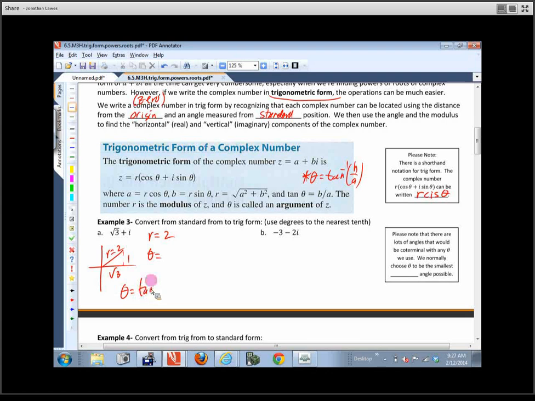Let's do tangent inverse. Grab your calculator. Tangent inverse of, notice that it's b over a. So we're going to do 1 over radical 3, and we're going to hope the calculator spits out 30 degrees, right? And what does it say? 30 degrees. Okay? So if we write this in trig form, we write down the modulus, parentheses, cosine of the direction angle, plus i times sine of the direction angle.